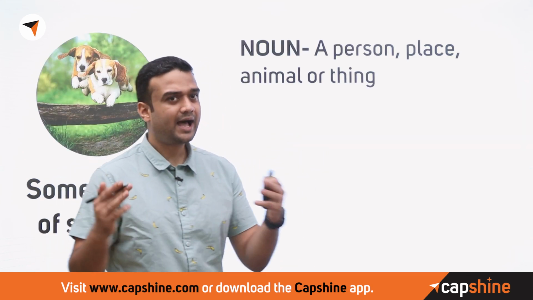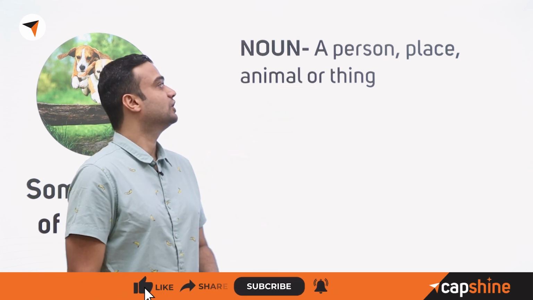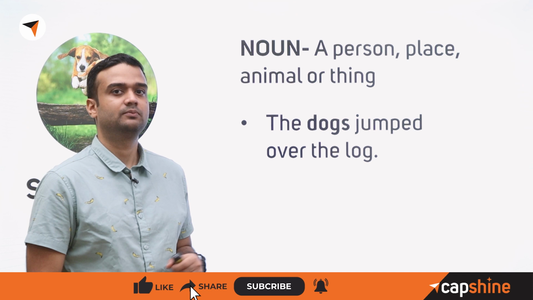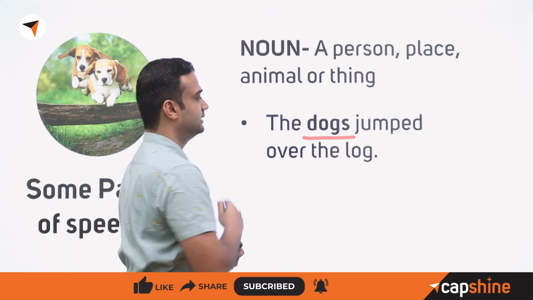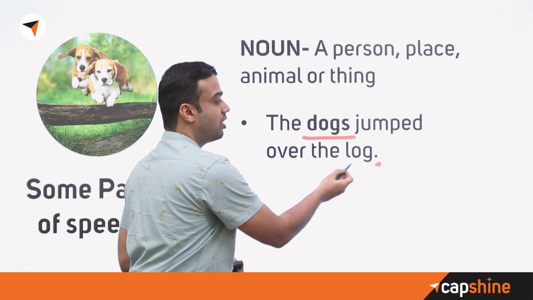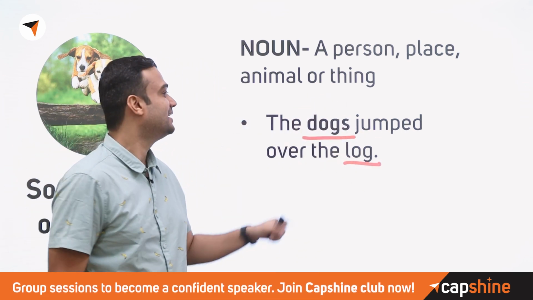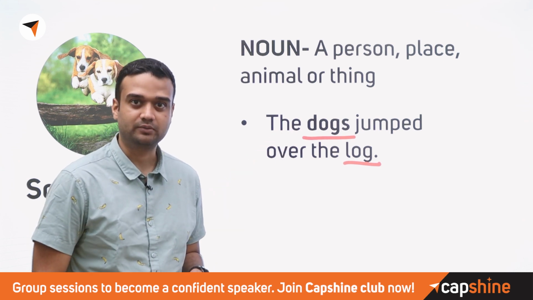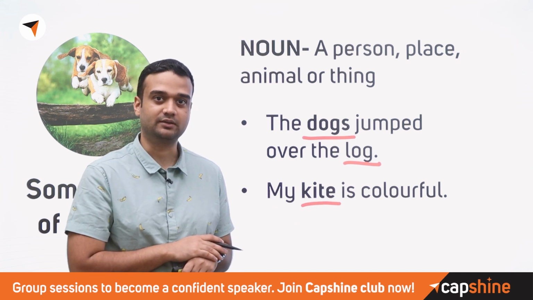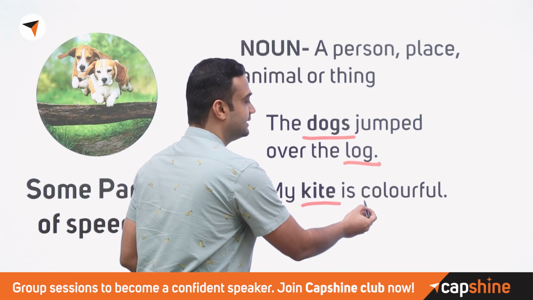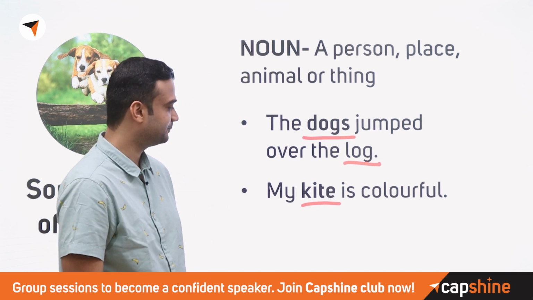A noun. So a noun essentially is a person, a place, animal, or a thing, right? So take a look at this sentence. What is the noun here? Well, the dogs is a noun. Log, being a part of a tree after it's being cut down, is also a noun. My kite, of course, is a noun here. Colorful describes the kite itself, and we'll talk about it in just a second.